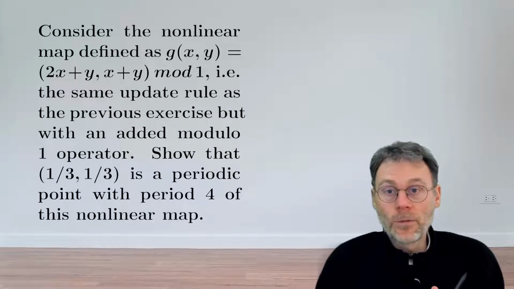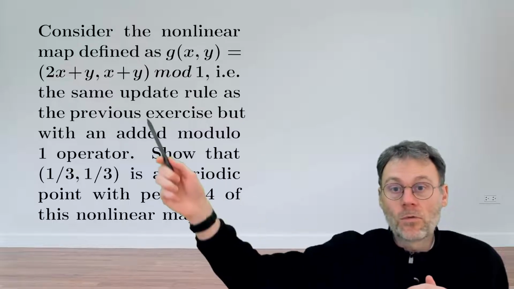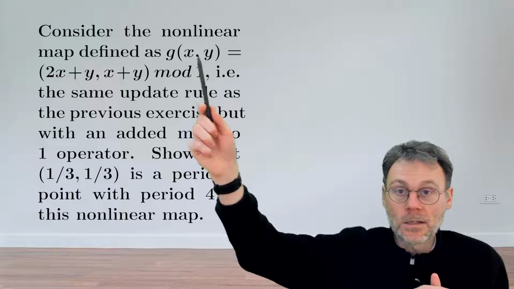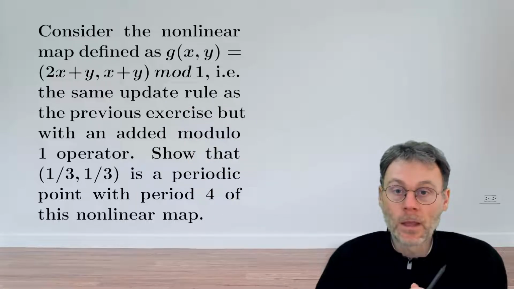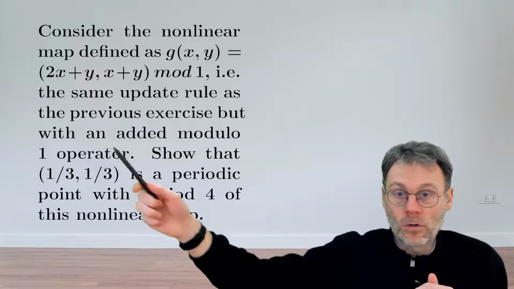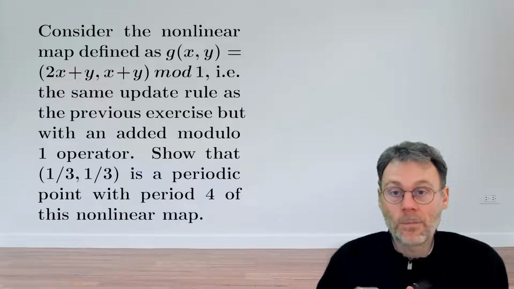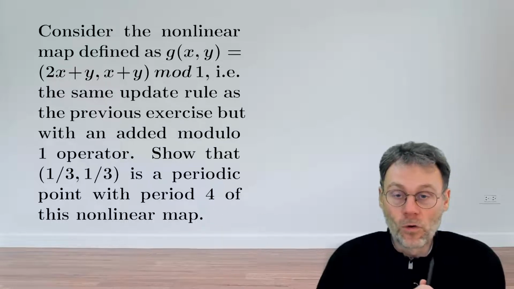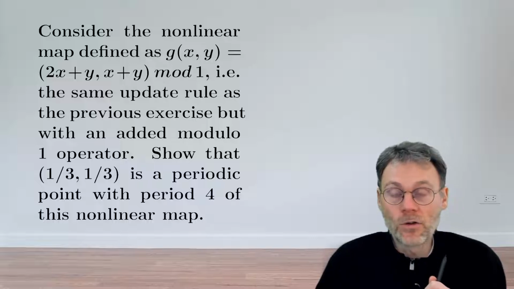Let's continue from the previous exercise, but let's spice things up a little bit. Rather than having a linear map, we add this mod 1 here so that we have a nonlinear map. Now the question is, can you show that the point (1/3, 1/3) is a periodic point of this nonlinear map with period 4? So this is a bit more complicated. Pause the video and see if you can figure out how to tackle this problem.